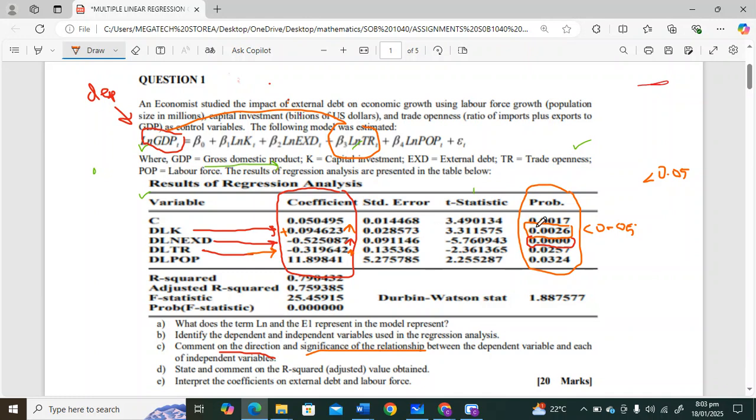We evaluate how significant the relationship is. Here we have 0.0257. 0.0257 is less than 0.05. So this is a significant relationship, meaning trade openness does affect GDP. Okay, here, if you say the relationship is significant, it means that variable does affect GDP.